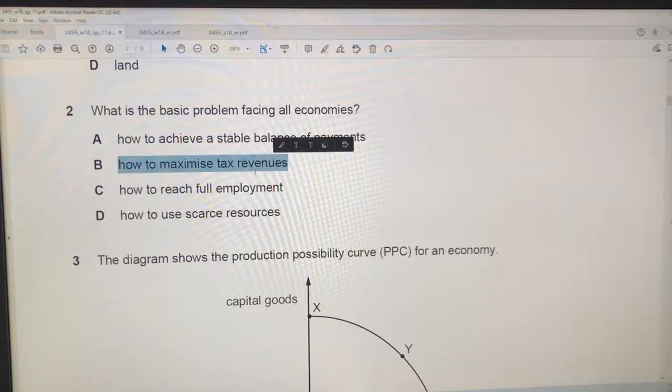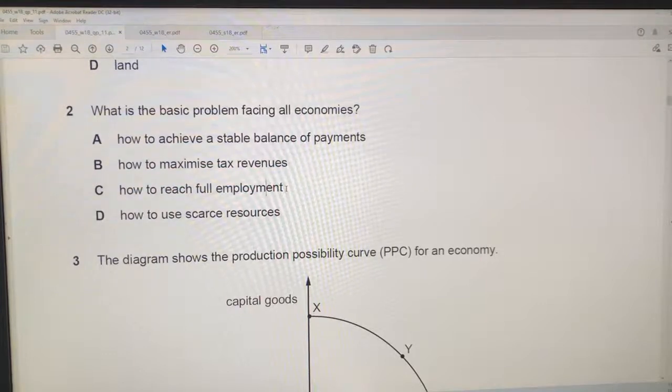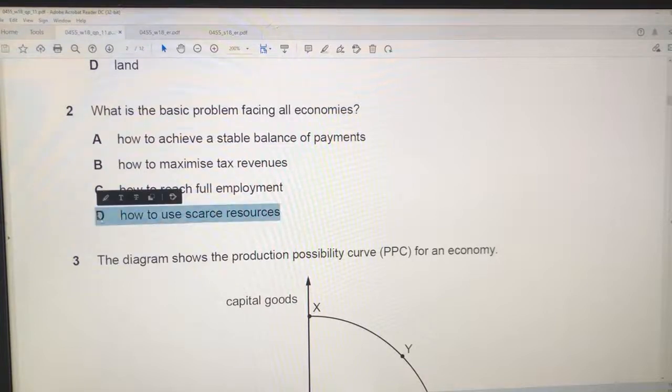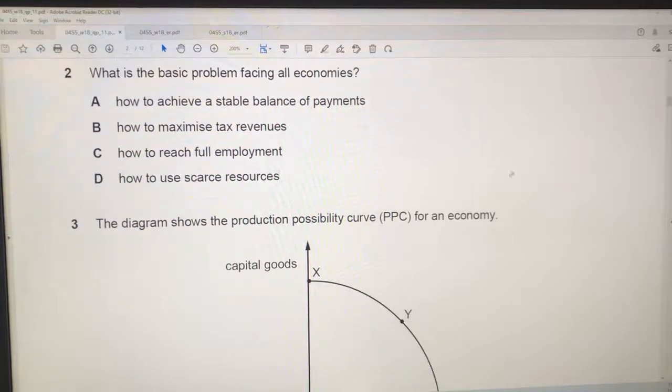It's not how to maximize tax revenues, not how to reach full employment, though that is a concern, right? That's an aim of government. Here's the key word, scarce resources. So 2, the answer must be D. The basic problem facing all economies, how to use their scarce resources.